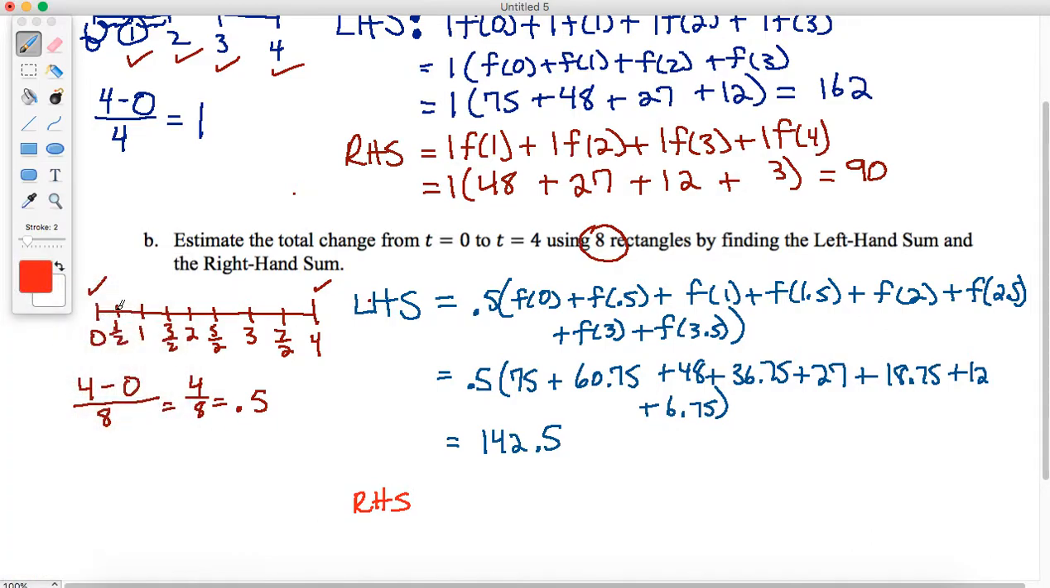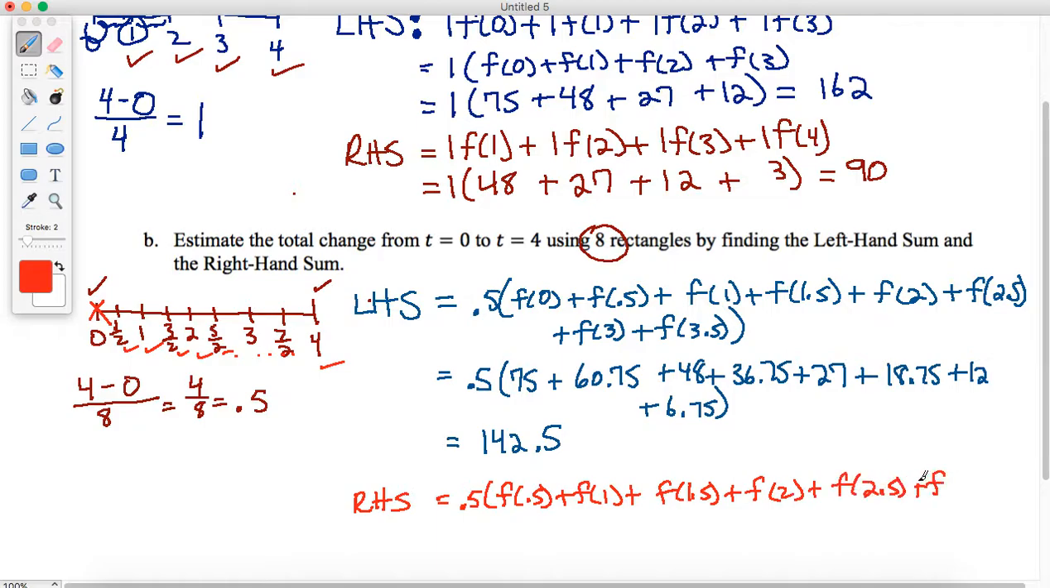For our right-hand sums, here we're going to leave off 0 and include all these values and our right endpoint. And so I'm going to get 0.5 times f of 0.5 plus f of 1 plus f of 1.5 plus f of 2 plus f of 2.5 plus f of 3 plus f of 3.5 plus f of 4.